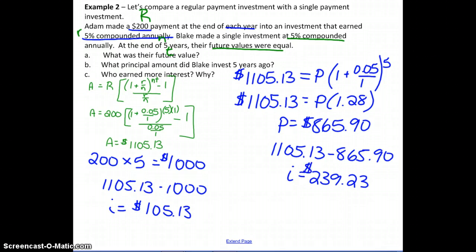So you can tell that Blake definitely had the better investment. The reason for that is because he had a larger sum of money in for more time. Even though at the end here, they ended up in the same amount, Blake had more money in at the beginning. Okay, so that earned him that extra interest right from the start.